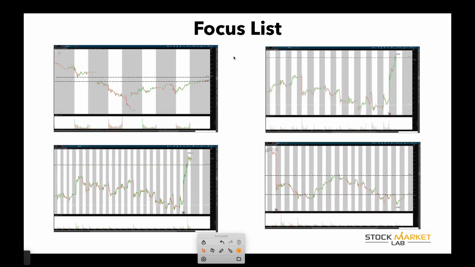So now in this situation, this is my focus list. My focus list, I have Apple, I have Roku, I have Facebook, I have Netflix. Now, when I have my focus list, sometimes I have reasons. Maybe there's a catalyst, right? Maybe sometimes there's not a catalyst and it's just breaking a critical level, right?